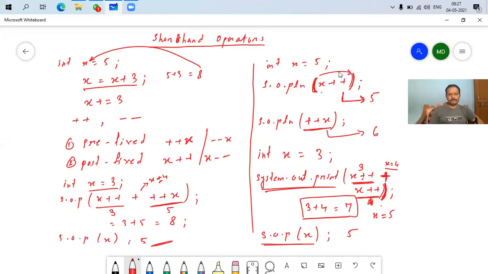Hopefully, this makes the concept clear about the postfix and prefix operator. I'm not very sure that you would be able to understand, but if you have a problem, you can always ask. You can raise your hand and I'll try to clear your doubts. Okay, now I'm going to stop this sharing.